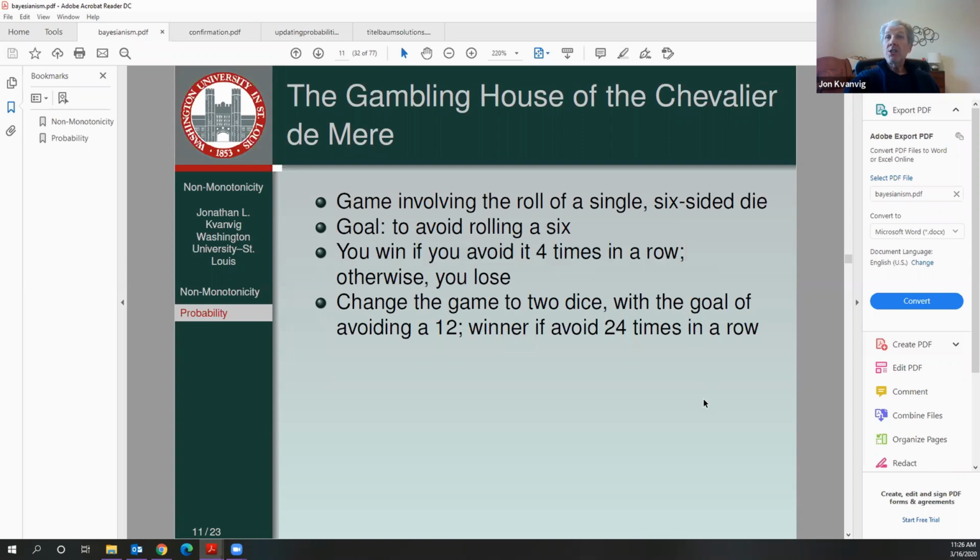And the Chevalier thought that was enough times to give the casino a good chance of winning money. But think of changing the number from 4 to some bigger number. What if, for example, you double it? What if to win you had to avoid rolling a 6 8 times in a row?